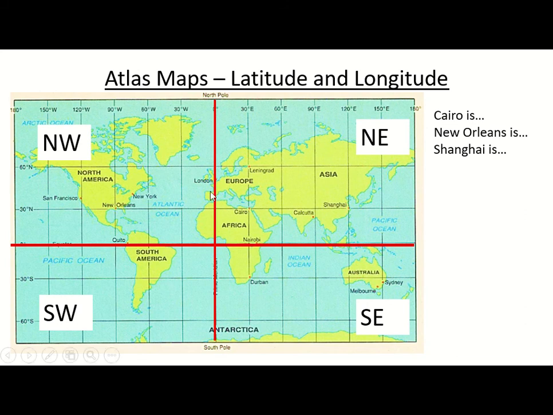So the figures I would give for this one are 30 degrees north and 30 degrees east, in that order, because that's how compass directions are. They'd always start with the north or south rather than east, west starting. So 30 degrees north, 30 degrees east is Cairo. New Orleans over here is 30 degrees north and 90 degrees west. And Shanghai over here is 30 degrees north again and 120 degrees east. Okay, hopefully that's easy enough.